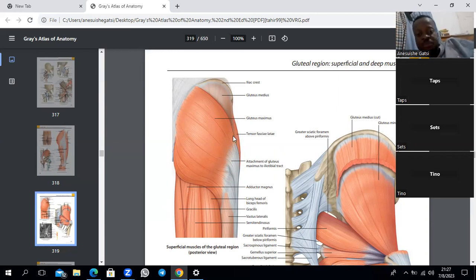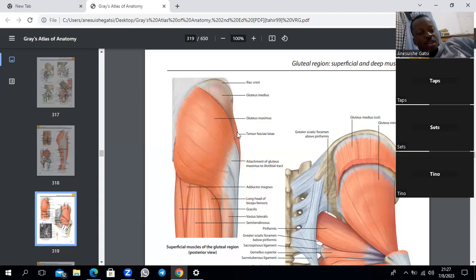Right. So where does this tensor fascia lata insert? It inserts into the iliotibial tract. The tract where, remember I said gluteus maximus, 3/4 of it inserts into that iliotibial tract. Right.